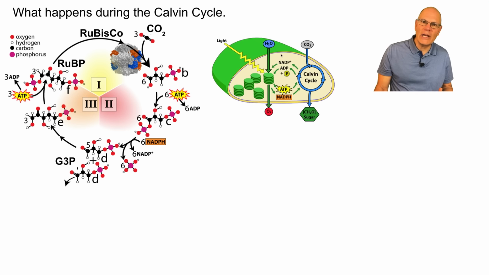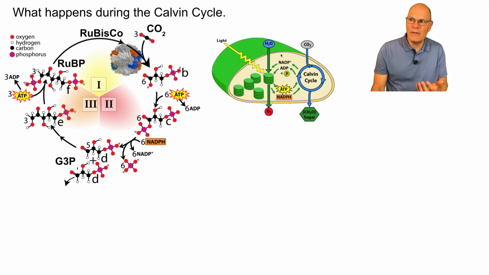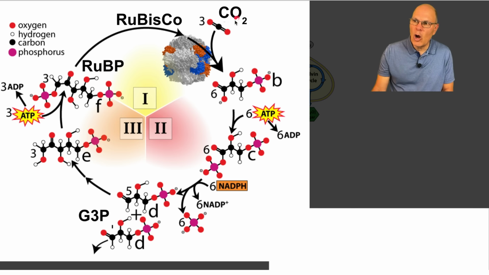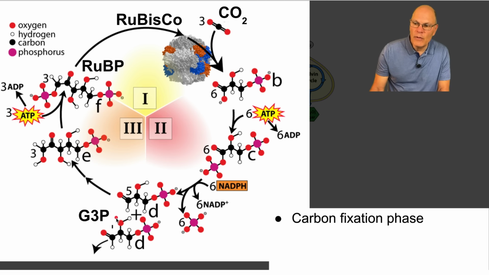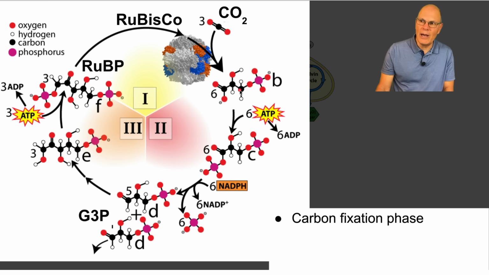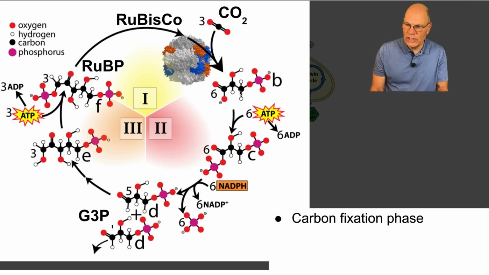In the Calvin cycle, there are 3 distinct phases that enable carbon dioxide to be converted into G3P, glyceraldehyde 3-phosphate. The first phase is carbon fixation. Carbon dioxide gets pulled into the cycle and incorporated into originally a 6-carbon compound, which then gets broken into this 3-carbon compound over here. That's the carbon fixation phase. Carbon's entering the biosphere, it's entering the system.